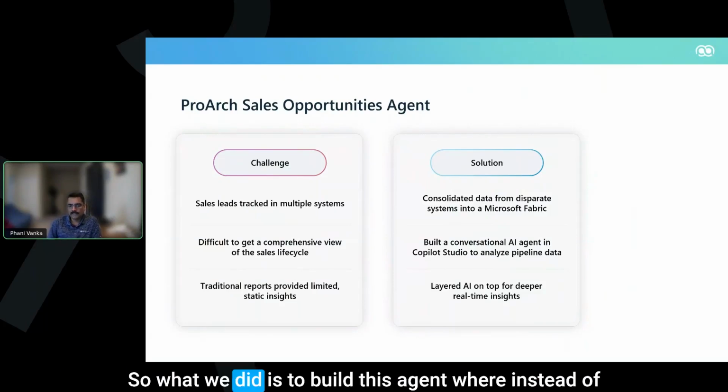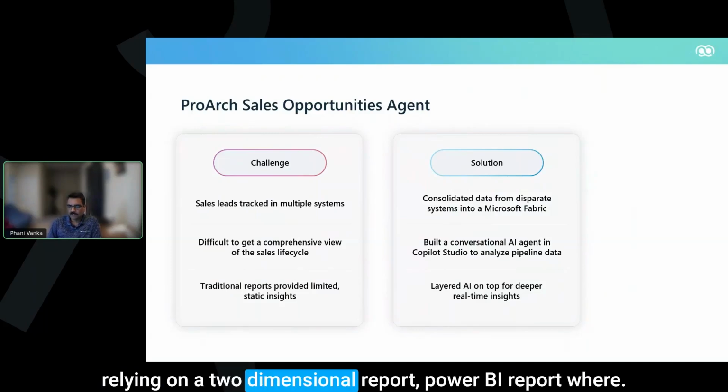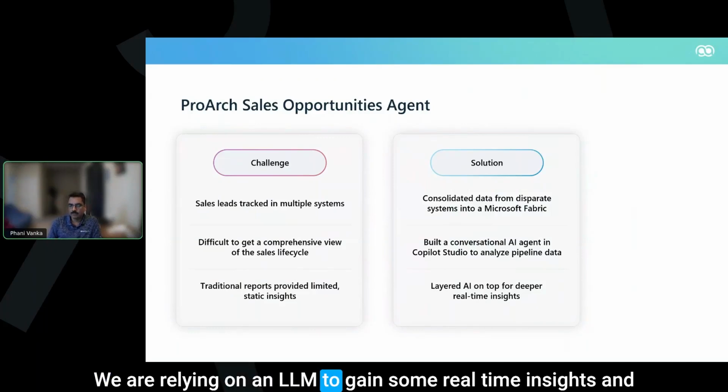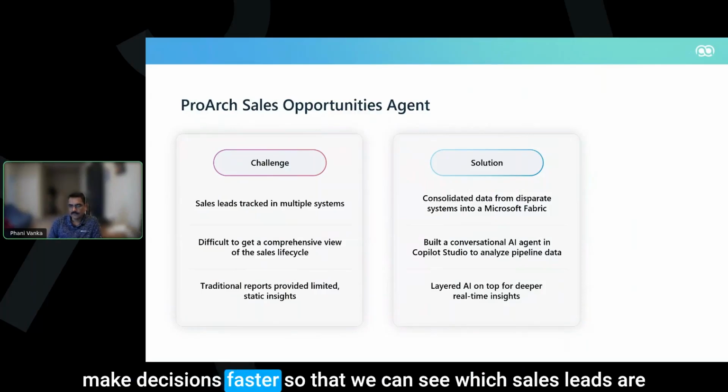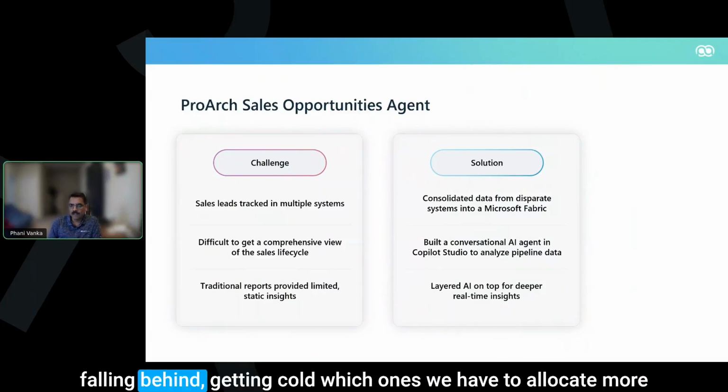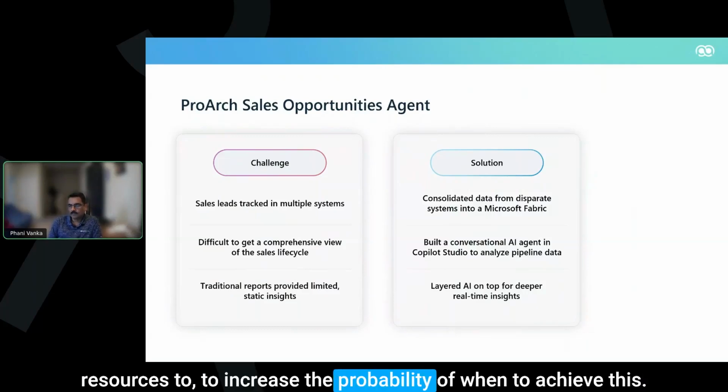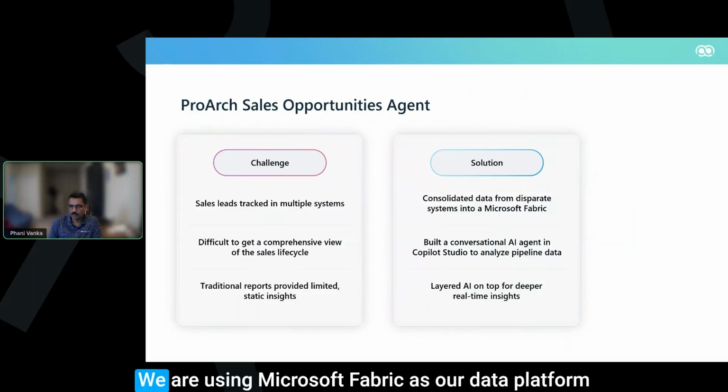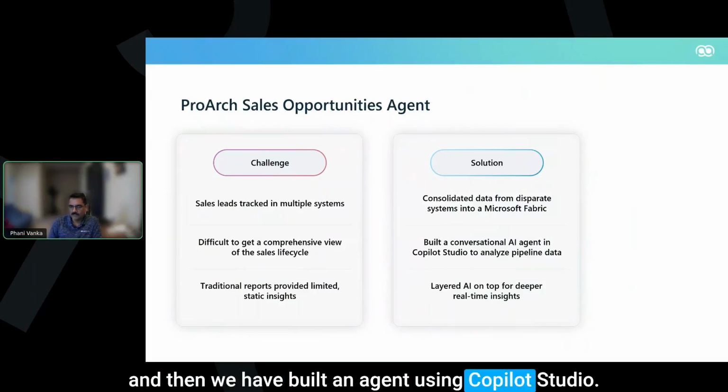So what we did is build this agent where, instead of relying on a two-dimensional Power BI report, we are relying on an LLM to gain some real-time insights and make decisions faster, so that we can see which sales leads are falling behind, getting cold, and which ones we have to allocate more resources to increase the probability of a win. To achieve this, we are using Microsoft Fabric as our data platform, and then we have built an agent using Copilot Studio.